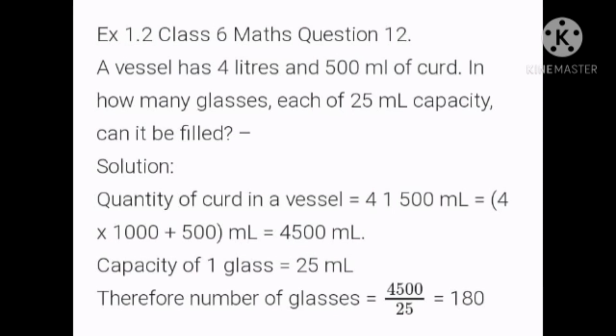So capacity of one glass they have given us is 25 milliliter. So now we have found 4500 milliliter curd in a vessel, divided by one glass, that is 25 milliliter, which gives you 180. 180 is the number of glasses. So 180 glasses each of 25 ml capacity can be filled in it.